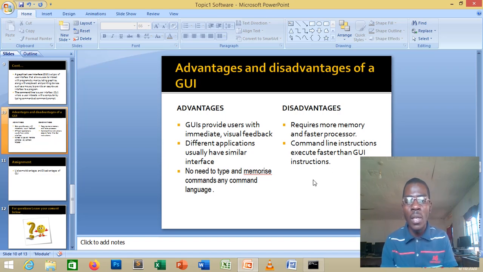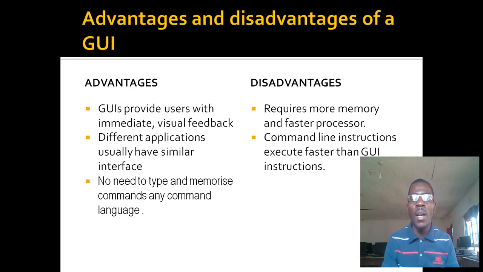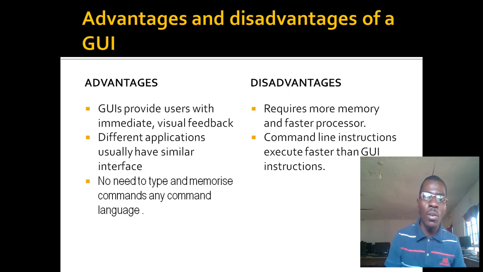Disadvantages: it requires more memory and a faster processor. Since it has those graphics, it will require a lot of memory on your computer to run. Then command line instructions execute fast. So when you consider command line and graphical user interface, you will find that command line executes faster than the graphical user interface.